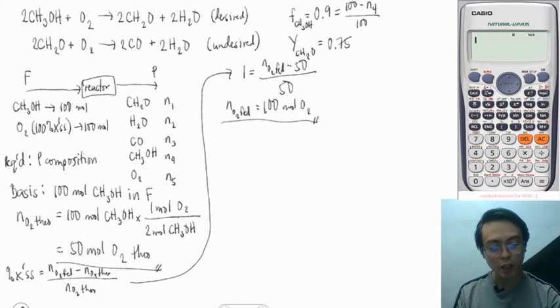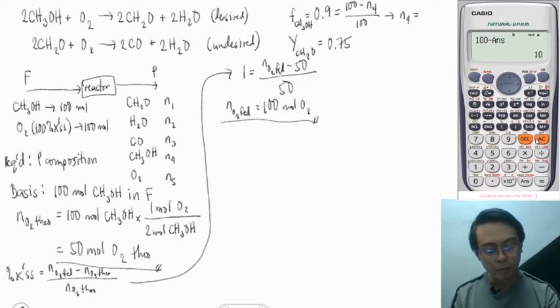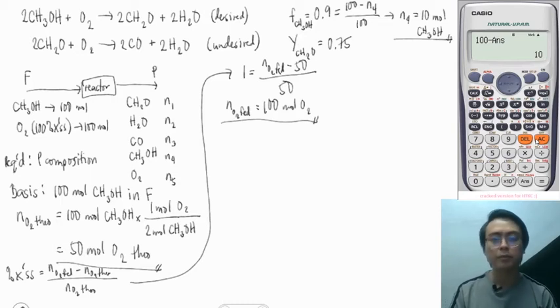From this, we can get N4 as 100 times 0.9, and then 100 minus 90, which is 10. So that means that we have 10 moles of methanol in the product. So we're done with N4. Next, we consider the yield.